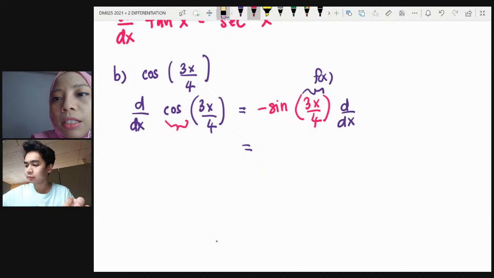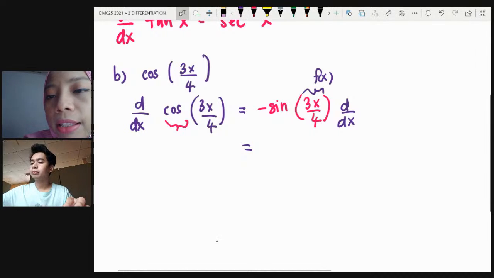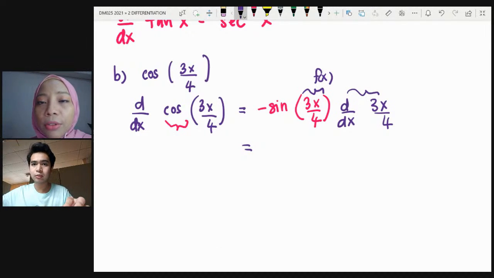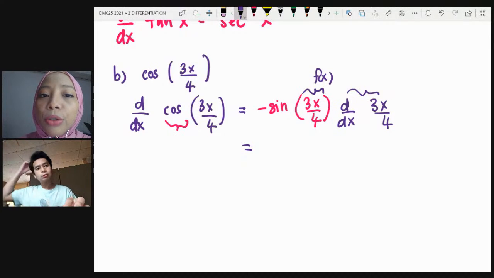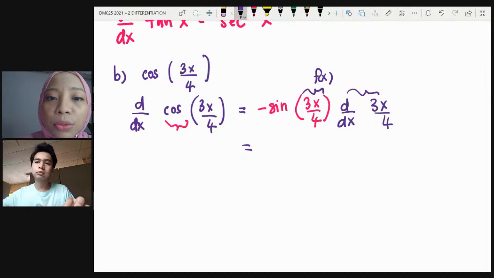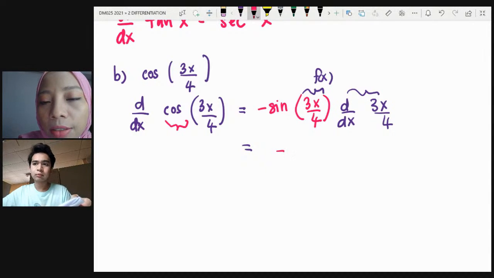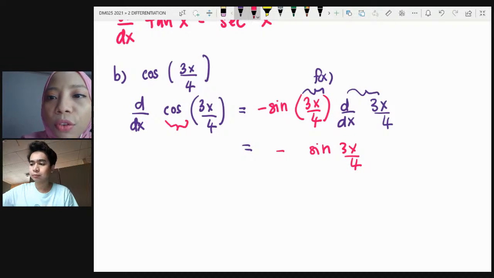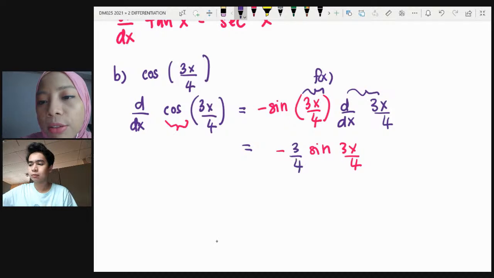Okay, let me delete this first. 3x over 4. Meaning that this you haven't differentiated but you are going to. So adakah this step is crucial? No. You boleh congak terus. You can also congak sebenarnya. You can write it straight away, sine 3x over 4. And then the multiplication, the derivative of 3x over 4 is basically 3 over 4. So this is your final answer.